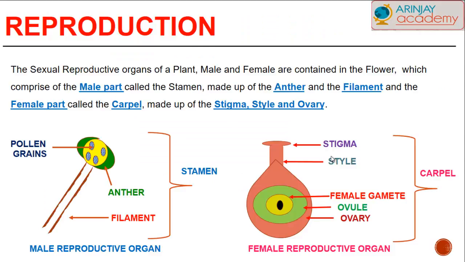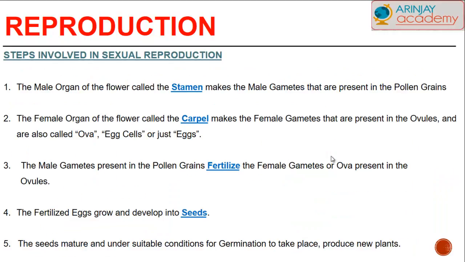If you have a look at the diagrams, the structure of the stamen comprises the anther and the filament, the male reproductive organ. Within the anther are the pollen grains that carry the sex cells or the gametes. In the case of the female reproductive organ, the carpel comprises the stigma, style and ovary. Present within the ovary is the ovule that later develops into the seed, but within it, it carries the female sex cell or the female gamete.